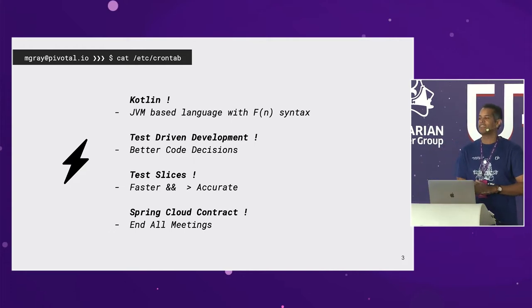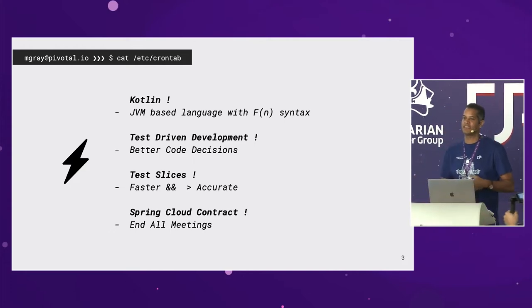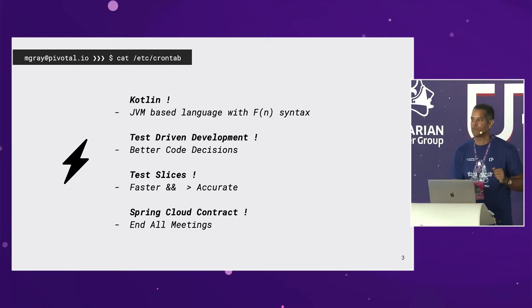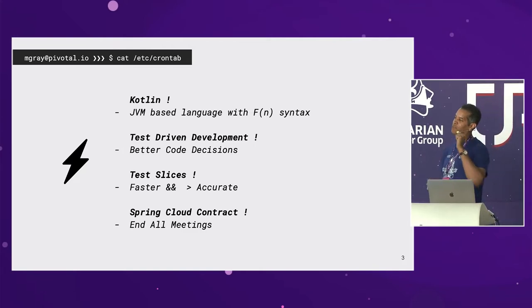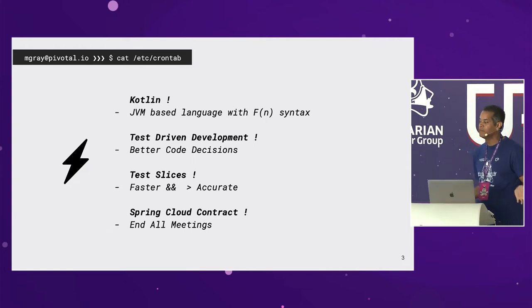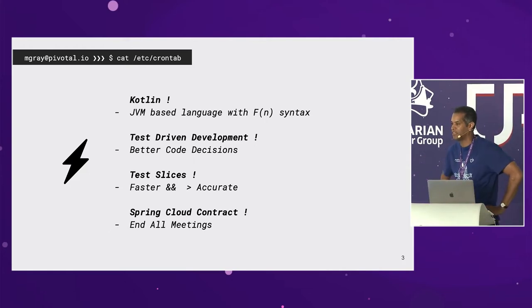All right. Test slices. So this is a Spring thing. Test slices are actually a way of abstracting individual parts of the Spring web container and the persistence aspects of Spring. So essentially, we can take all of the Spring context, ignore most of it. We can say, okay, if I'm doing a web test, I don't need persistence. I'm going to test that separately.